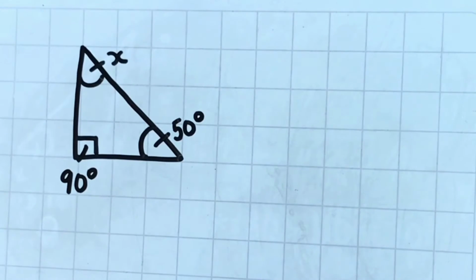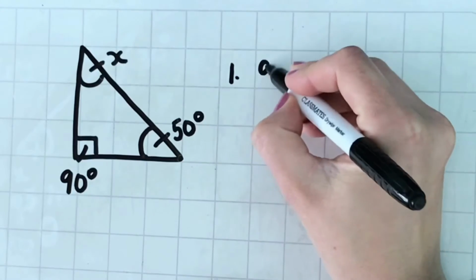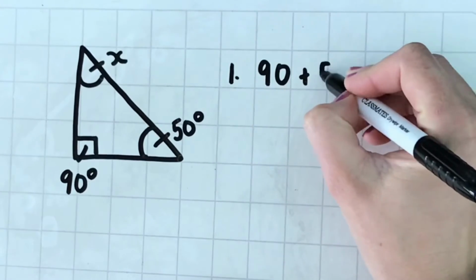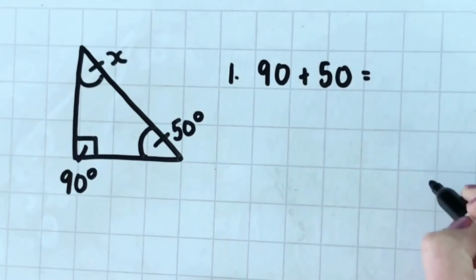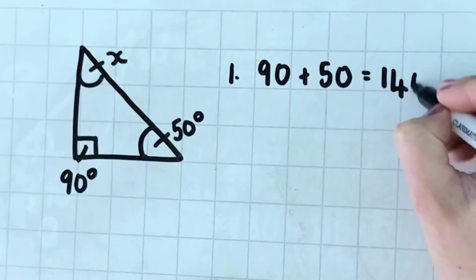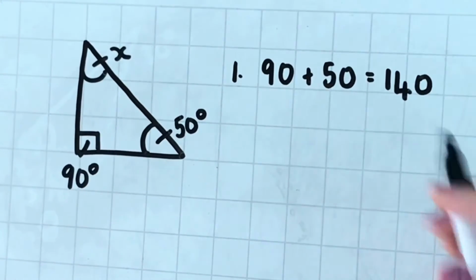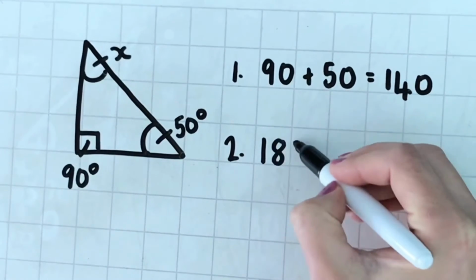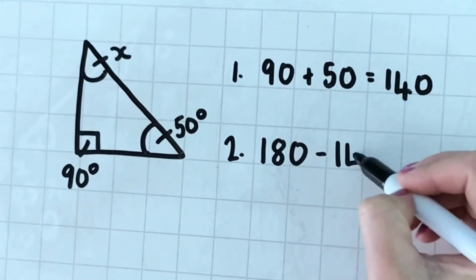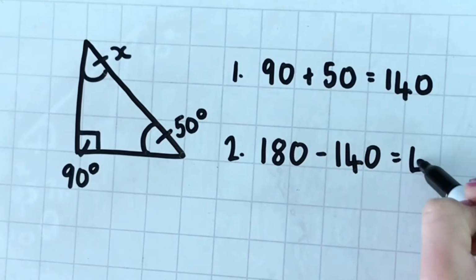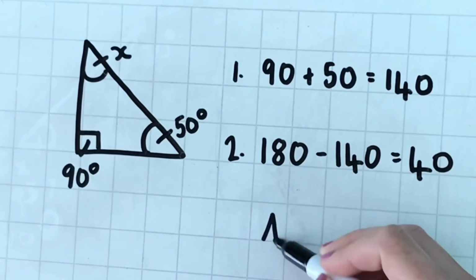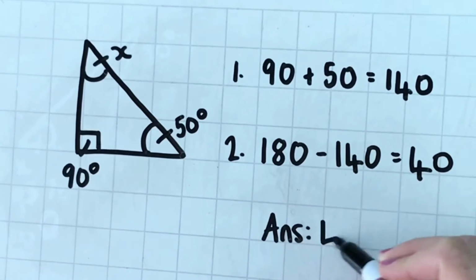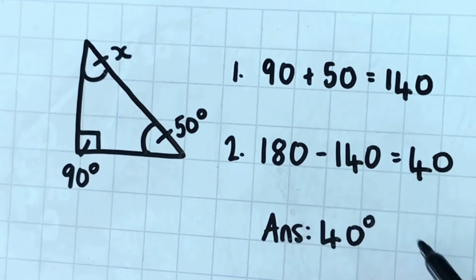Step number one, add the angles you already know. So you've got 90 and you have got 50. Add those two together, gives you a total of 140. Your next step is to take away the total from 180. So 180 take away 140 equals 40. So your answer to the size of your missing angle is 40 degrees. Don't forget your little degree symbol.